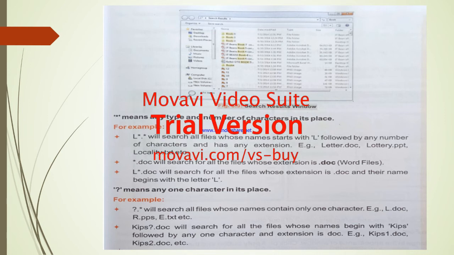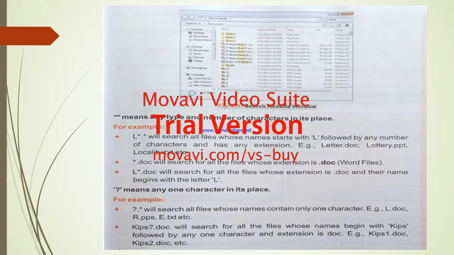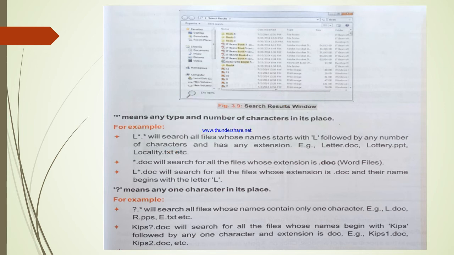Doc is a word file, and the extension is given as doc. Document. Lottery.ppt. PPT is a PowerPoint presentation, that's why it is called PPT. The extension is given in that way. Locality.txt, so that's a text file. Star.doc will search for all the files whose extension is .doc, which is a word file. L star.doc will search all the files whose extension is doc and whose name begins with the letter L.